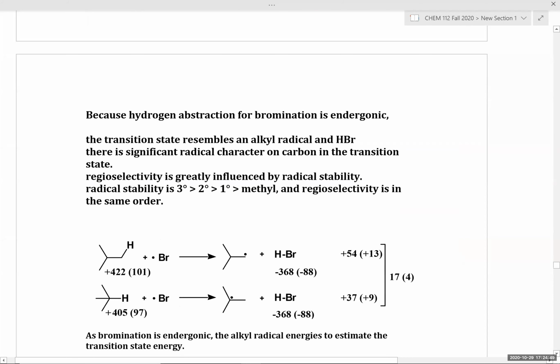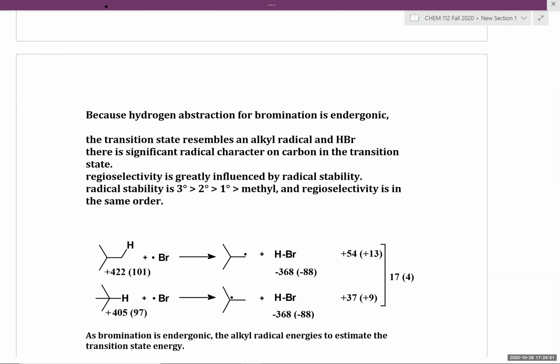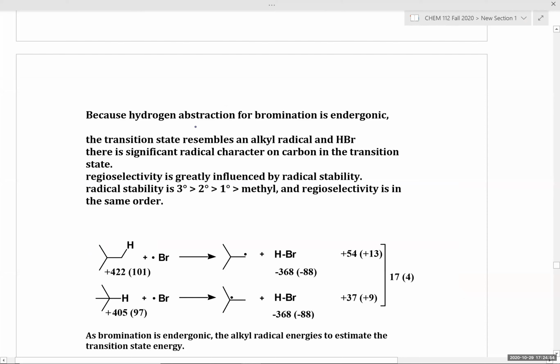Now, if we look at bromination, by contrast, the hydrogen abstraction for bromination is endergonic. Well, this entails a bit of a drawback in that we have to put a fair amount of energy in to get this radical abstraction to go. And the transition state in turn resembles our intermediate product. So the transition state resembles an alkyl radical, an HBr, and there's a significant amount of radical character on our carbon in our transition state.